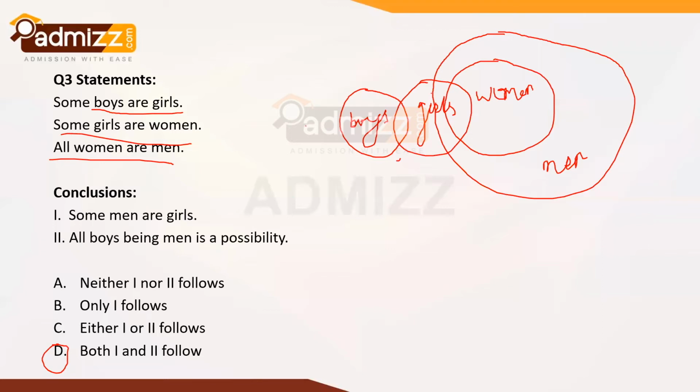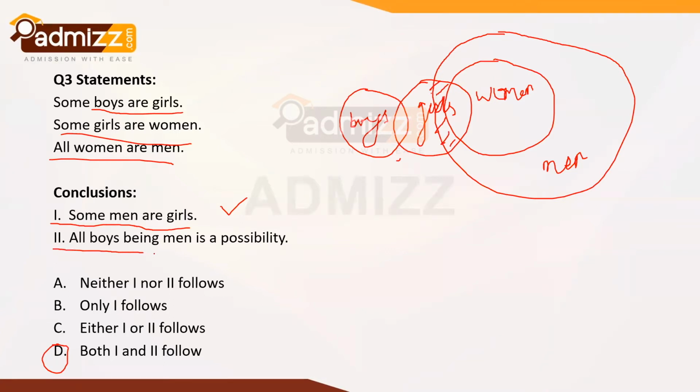So what we can imply from this is, let's take a look at conclusion number one. Some men are girls. Now take a look at this. Since all women are encapsulated within men, and from this Venn diagram, I think it's pretty obvious that some men are girls, right? Because take a look at this shaded region. This is the region that's common between girls and men. So due to that, some men are girls is the correct conclusion. But is it the only one? We have to take a look at that as well.